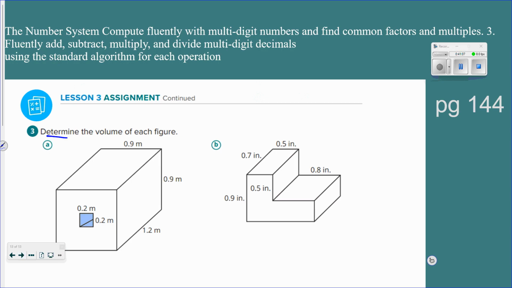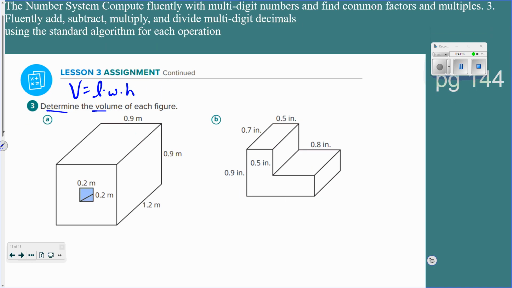Determine the volume of each figure. Volume, remember, is length times width times height. On this one, they've thrown a lot of curveballs. So, I've got a large outside one. I'm going to multiply length, width, and height. I have an inside one. It is a cube. 2 by 2 tenths. And my length is 1.2. I'm going to take number 1. I'm going to subtract the volume of number 2 to find the volume of the whole figure.